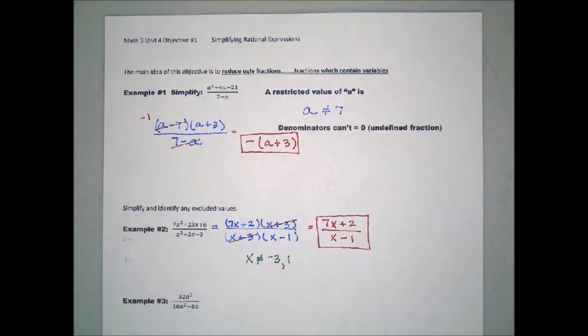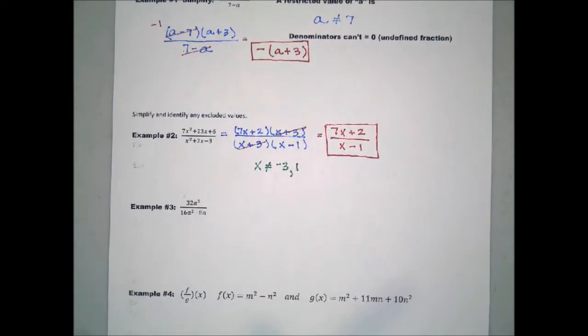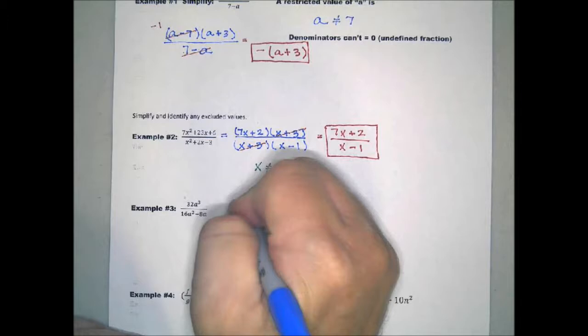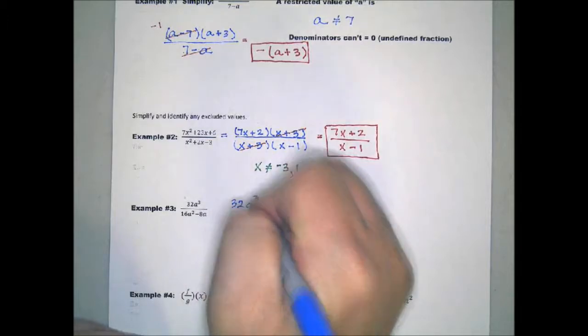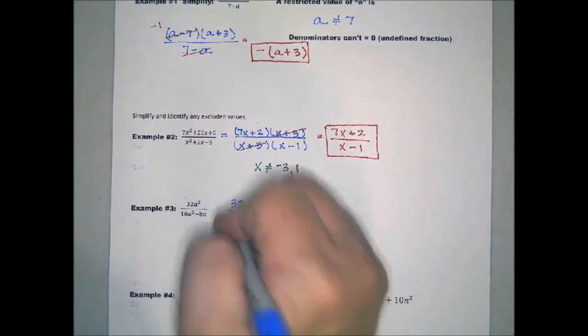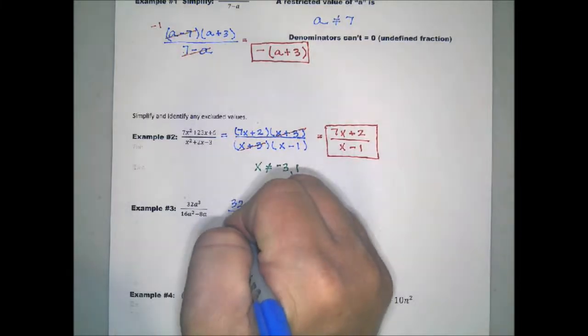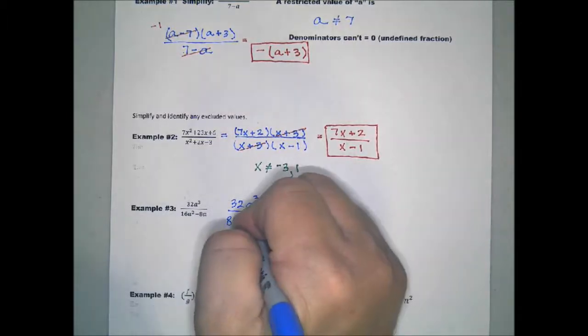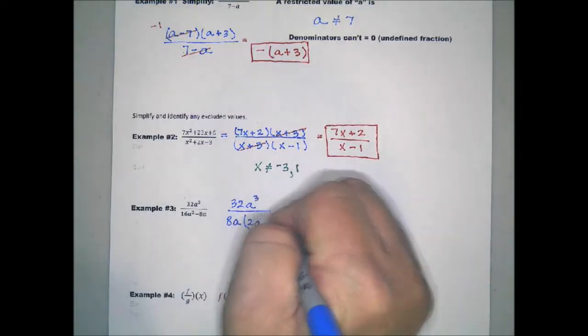Now, moving on to example 3. The numerator is simply a monomial, so that can't be factored anymore. So 32a cubed is going to stay up on top. Now the denominator, we've got this binomial going. Check for a GCF, and you'll see that both terms have an 8a. So 8a is my greatest common factor, and I'm left with 2a minus 1.